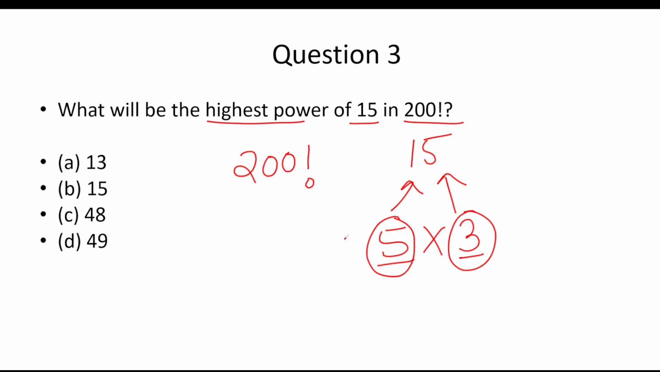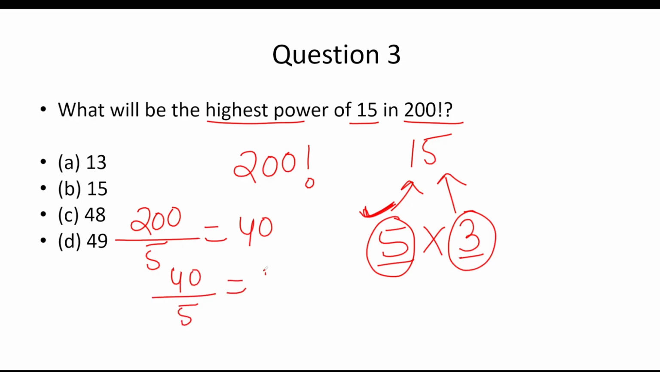Which number will come minimum in 200 factorial? 5 will come minimum times. Okay, so we just count the number of 5. Okay, so how you can count the number of 5? Just divide the number with 5 and check the quotient. 200 by 5, what is the quotient? 40. You have to divide until the quotient is less than 5.